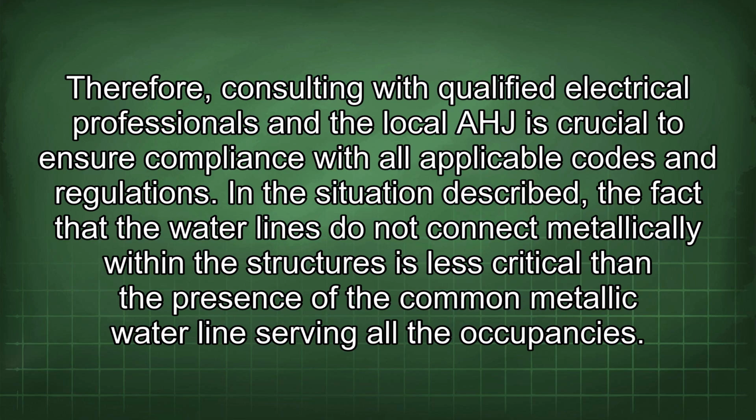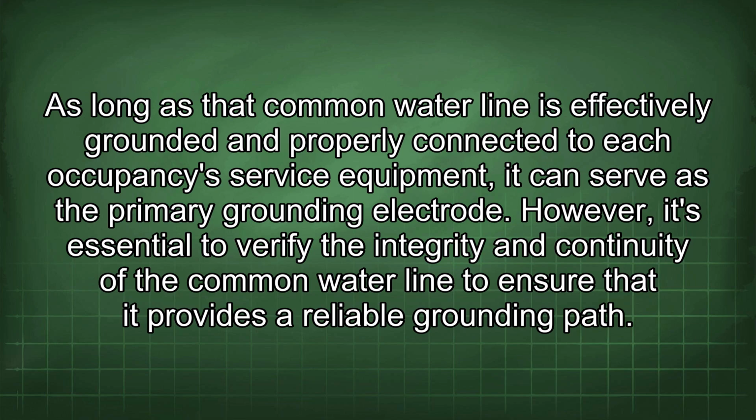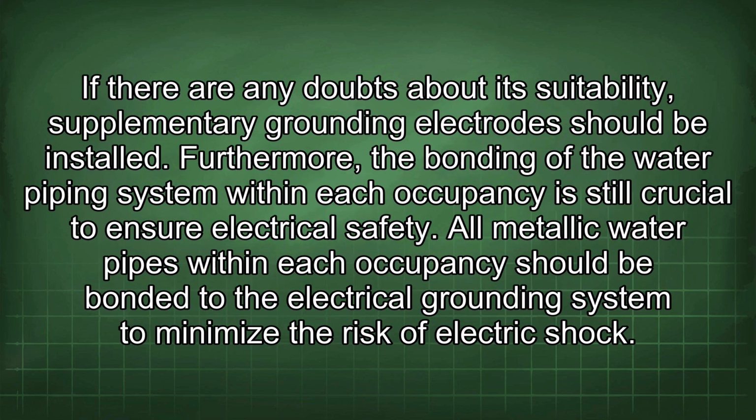In the situation described, the fact that the water lines do not connect metallically within the structures is less critical than the presence of the common metallic water line serving all the occupancies. As long as that common water line is effectively grounded and properly connected to each occupancy's service equipment, it can serve as the primary grounding electrode. However, it's essential to verify the integrity and continuity of the common water line to ensure that it provides a reliable grounding path. If there are any doubts about its suitability, supplementary grounding electrodes should be installed.